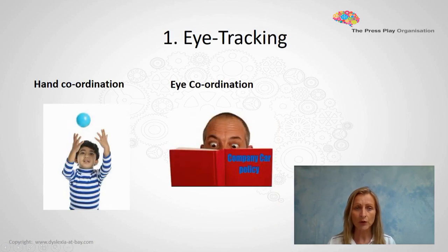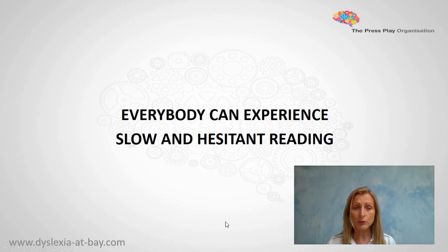So eye tracking. We're all familiar with the basic process, for example, of catching a ball. When we go to catch a ball, our two hands must move at the same time to catch the ball. There would be very little point in one hand being up here and one hand being down here, because you would be unable to do that. Likewise with reading. When it comes to reading, the two eyes must come together and track across the words. That doesn't happen easily for everybody. And that's why some people can experience slow and hesitant reading.